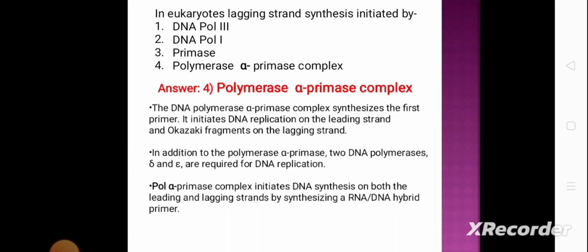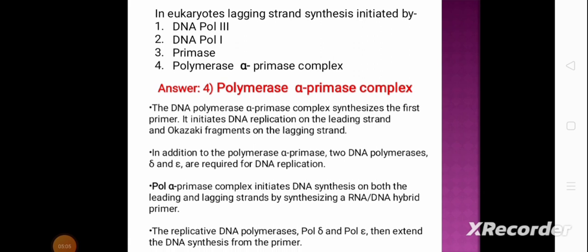Polymerase alpha primase complex initiates DNA synthesis in both leading and lagging strands by synthesizing an RNA-DNA hybrid primer. The replicative DNA polymerases, that is polymerase delta and polymerase epsilon, extend the DNA synthesis from the primer. Note that polymerase delta is required for the extension of DNA synthesis in leading strand synthesis of eukaryotes, whereas polymerase delta and epsilon both are required for the extension of the lagging strand in case of eukaryotes.